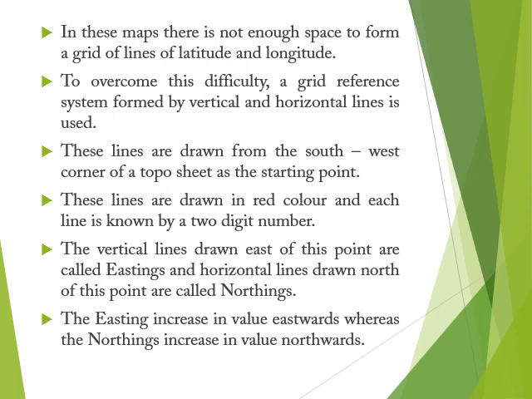As I have told you, in these maps, there is not enough space to form a grid of lines of latitude and longitude. To overcome this difficulty, a grid reference system formed by vertical and horizontal lines is used. These lines are drawn from the southwest corner of a topo sheet as the starting point. These lines are drawn in red color and each line is known by a two-digit number, as we have seen for the temple, that is 32 and 11. The vertical lines drawn east of this point are called eastings and the horizontal lines drawn north of these points are called northings. The easting increases in value eastwards, whereas the northing increases in value northwards.